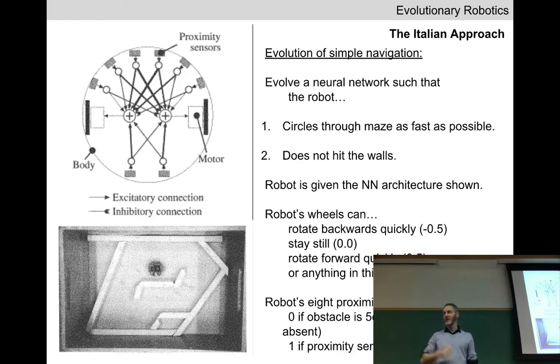What about the excitatory ones? They're attached to the same side? They're on the same side, right? So that's ipsilateral. So we have ipsilateral excitatory connections and contralateral inhibitory connections.